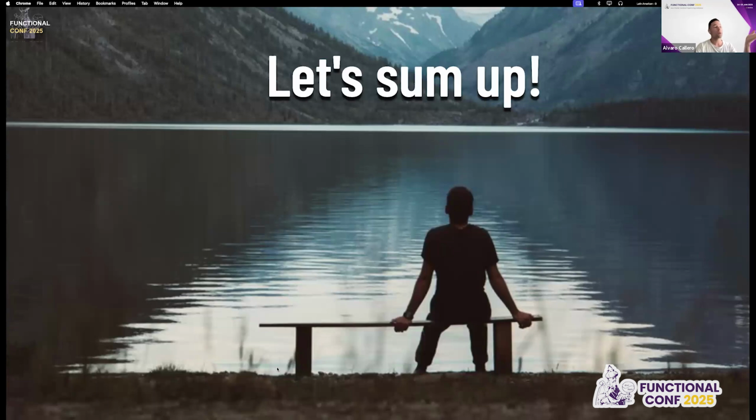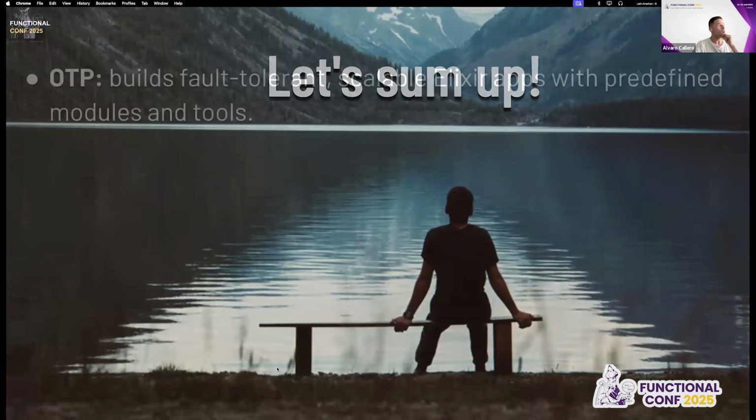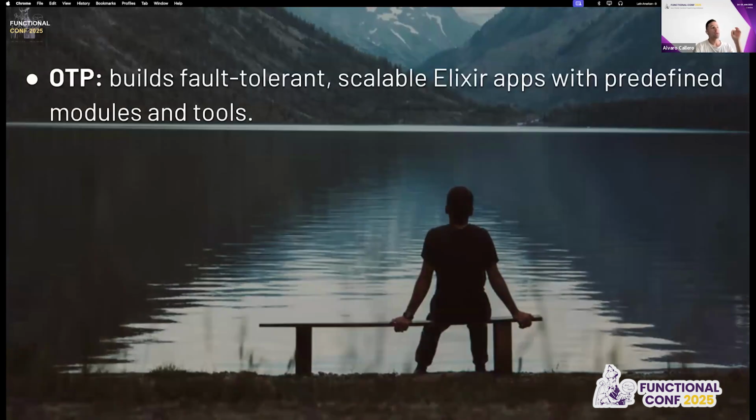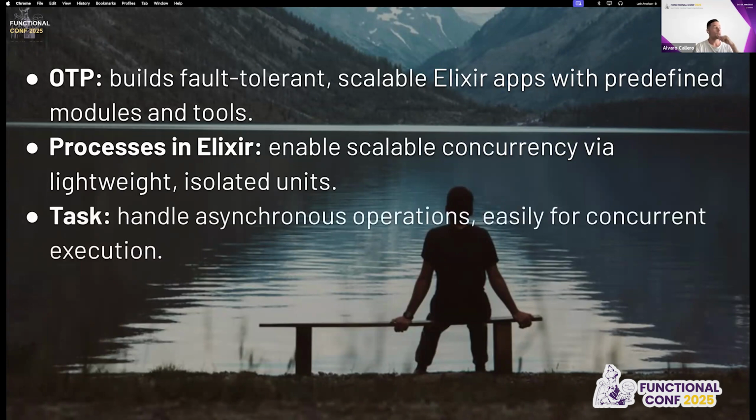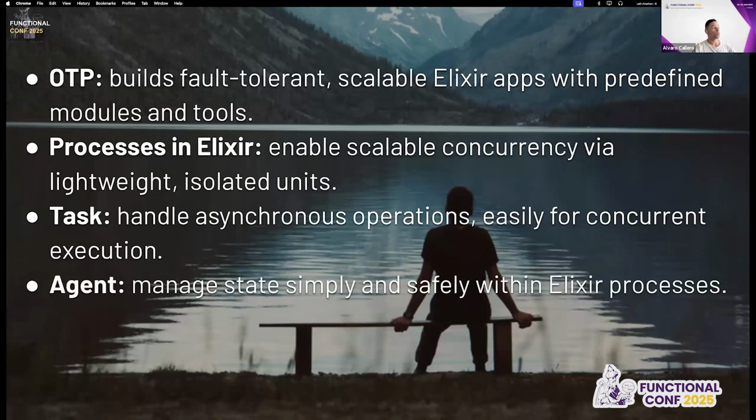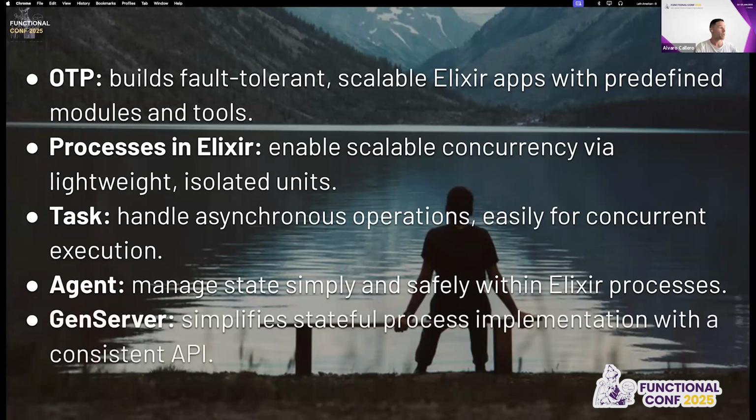Let's sum up and reflect about what we learned so far. OTP builds fault-tolerant, scalable Elixir apps with predefined models and tools. Processes in Elixir enable scalable concurrency via lightweight isolated units. The Task module handles asynchronous operations easily for concurrent execution. With the Agent, we can manage state simply and safely within Elixir processes. And finally, the GenServer simplifies stateful process implementation with a consistent API.